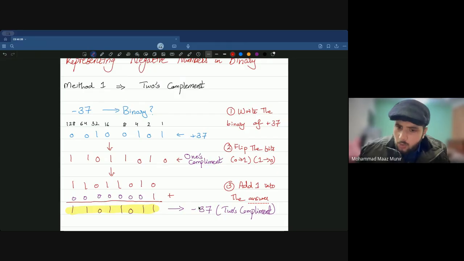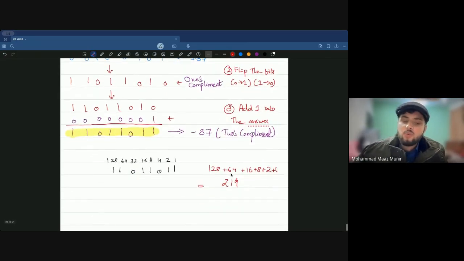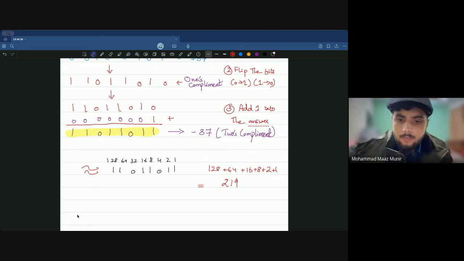Now, Zulkarnain, before moving on, kindly let me know, do you understand how we got this 110111111, which is basically the binary of negative 37? Yes, good. Now, I was saying that if you look at this binary, you might be wondering, sir, that this specific binary is giving me the answer of 219. Yes, Zulkarnain, do you have a question? Send it in the chat box.